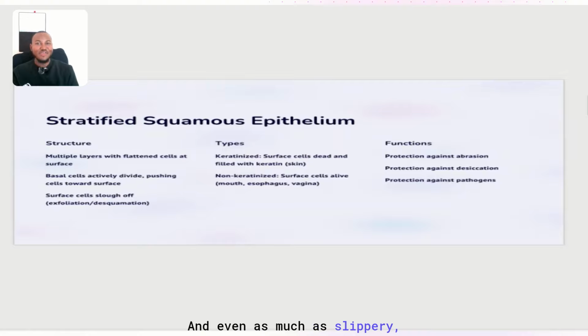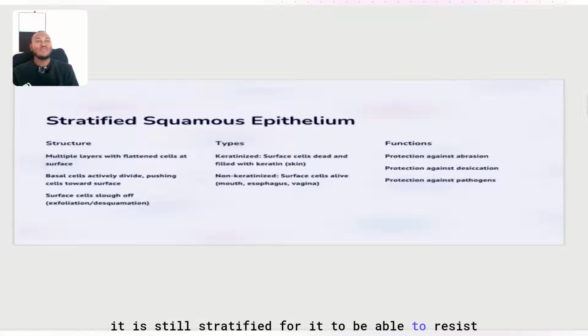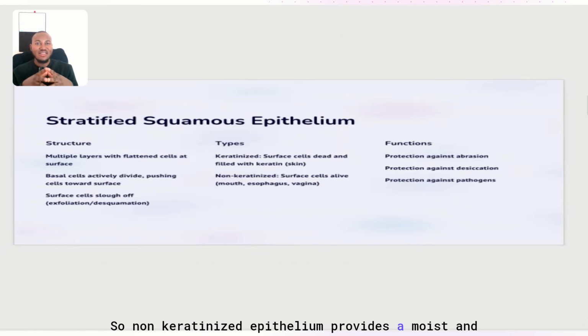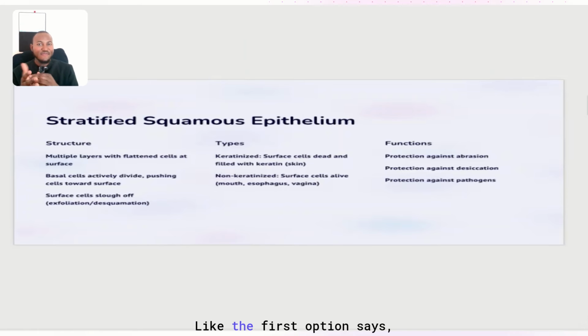And even as much as it's slippery, it is still stratified for it to be able to resist stress, because when it's going in and out, it's resisting that stress. All right? So the answer should be non-keratinized what? Vagina. Non-keratinized and vagina. So non-keratinized epithelium provides a moist and slippery surface and is well suited to resist stress as seen in the vagina. Like the first option says stratified and tongue. First of all, stratified epithelium does not provide a moist and slippery surface. It's always for protection. You understand?